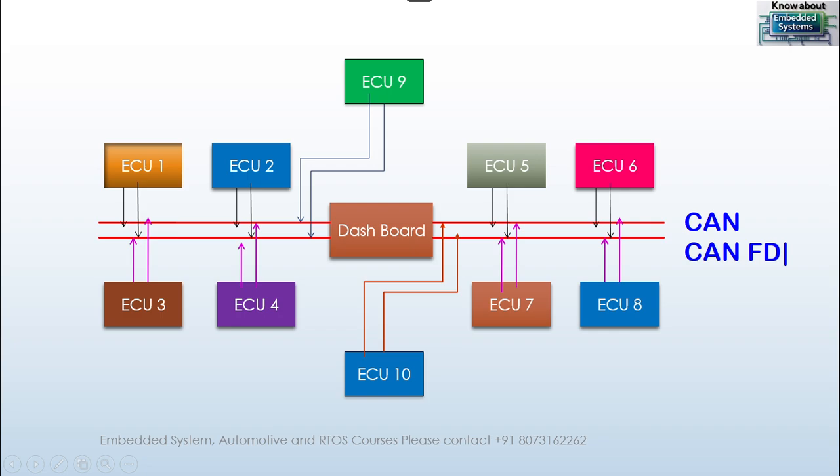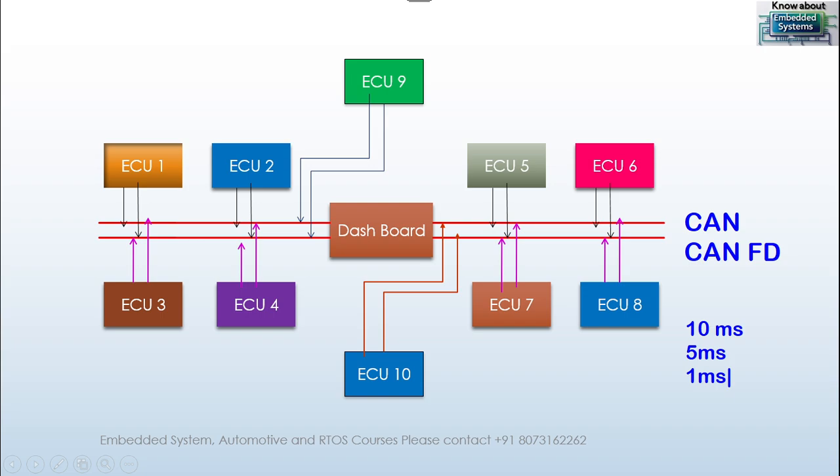With CAN and CAN FD, we are able to transmit data every millisecond. Every 10 milliseconds we're able to transmit data, even every 5 milliseconds, and even every 1 millisecond as well. From one ECU to another ECU, we're able to transmit a chunk of data in terms of milliseconds.